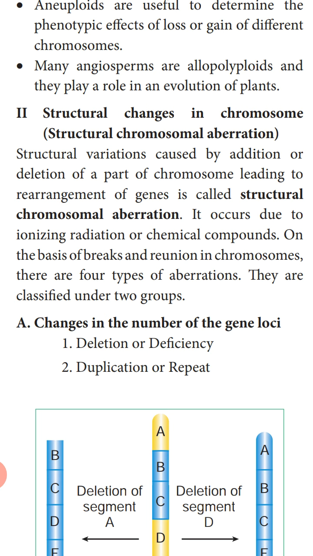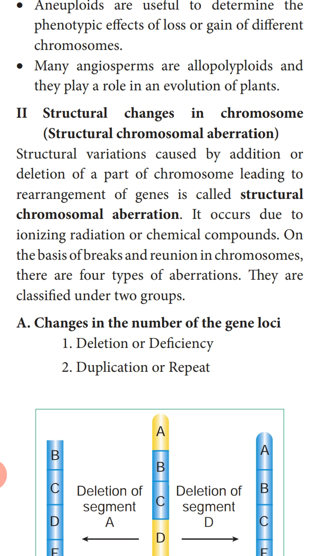Now, it occurs due to ionizing radiation or chemical compounds. Already we have studied this mutation is brought about by physical agents as well as chemical agents. So here, what are the ionizing radiations we have studied? What are the chemical compounds which can bring about the mutation? Already we have studied this in a previous class.